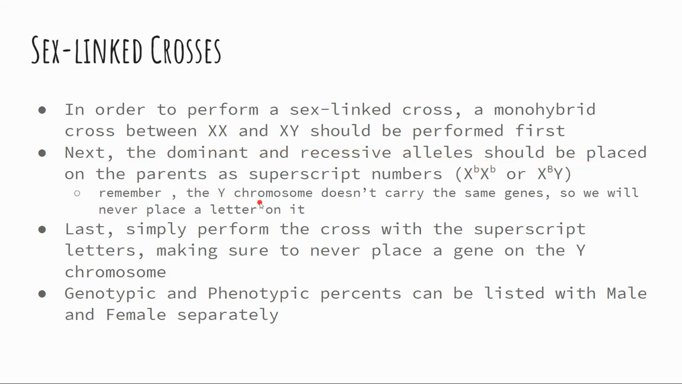All right, so we see here lowercase b and uppercase B. Remember, the Y chromosome doesn't carry the same genes, so we will never place a letter on it. There will never be an exponent on Y. And this is the hardest thing for students to remember, and it's just a habit thing. You get in a habit of putting superscripts on X and Y chromosomes, but there's not supposed to be one on Y because Y is just the male gene. Last, simply perform the cross with the superscript letters, making sure you never place a gene on Y. Genotypic and phenotypic percentages can be listed with male and female separately.